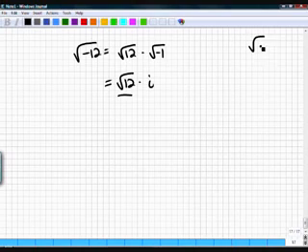I know the square root of 4. I know the square root of 9. I know the square root of 16. That's my first 3 roots I know. Take the square root of 12 and split it into stuff that you know.